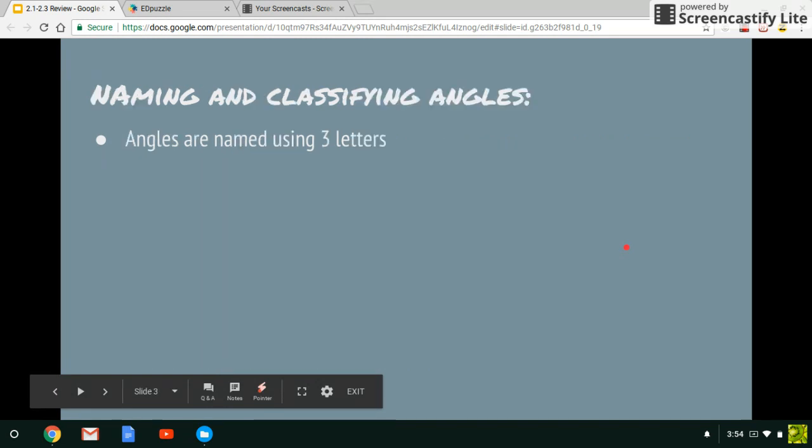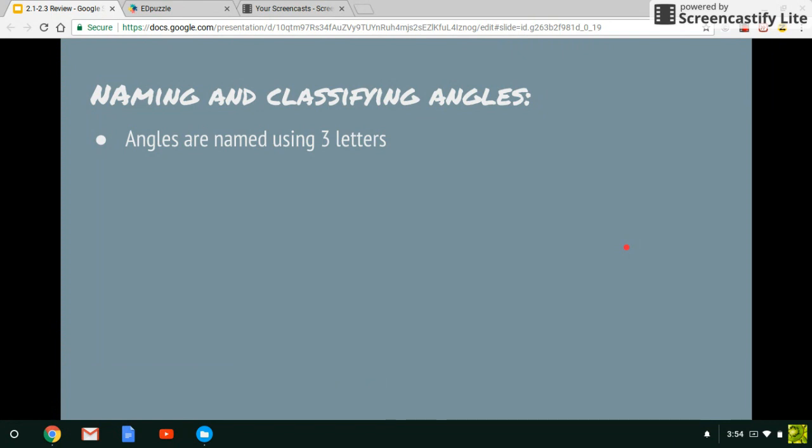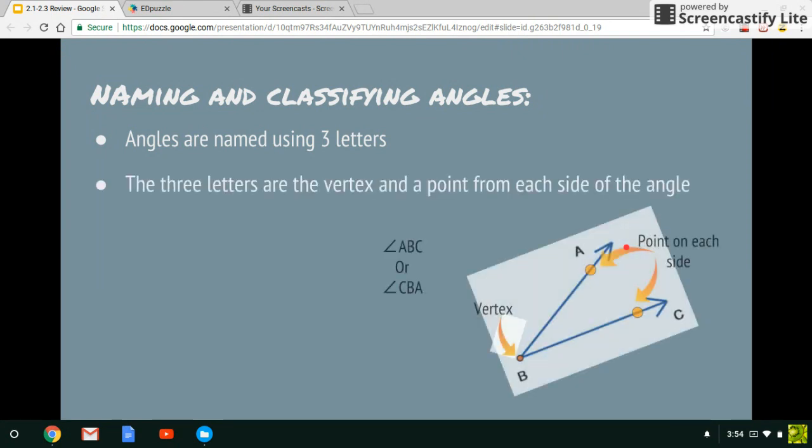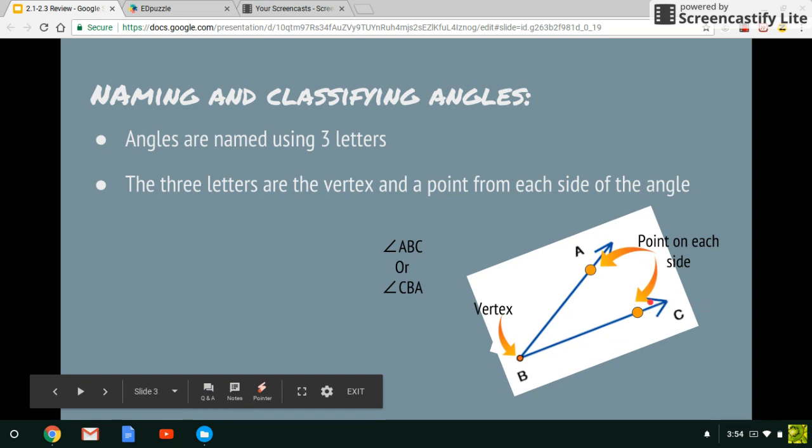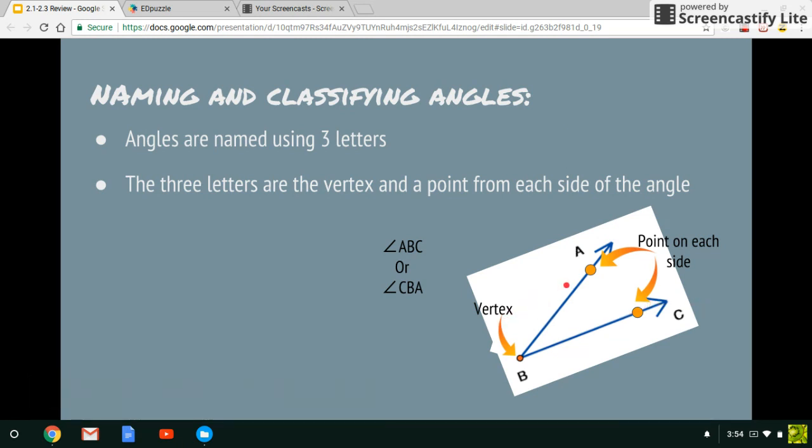First, we have naming and classifying angles. So angles are named using 3 letters. The 3 letters are the vertex and a point from each side of the angle. So in this case, we could call this one ABC or CBA, but the vertex, remember, always has to be in the middle. So in this case, the vertex is B. So the only two things that we can call this are ABC or CBA.